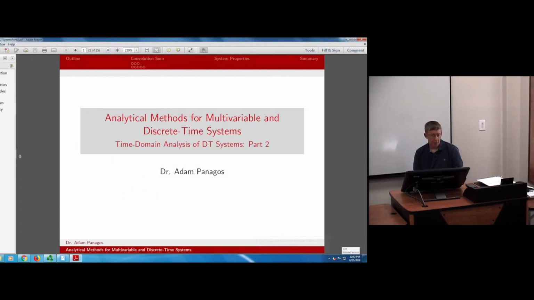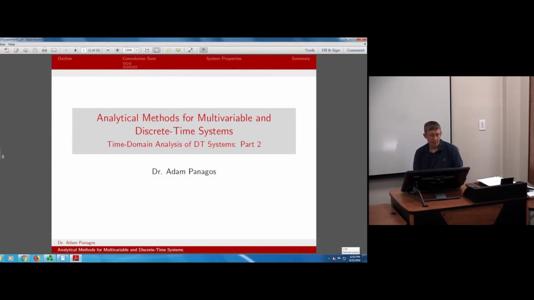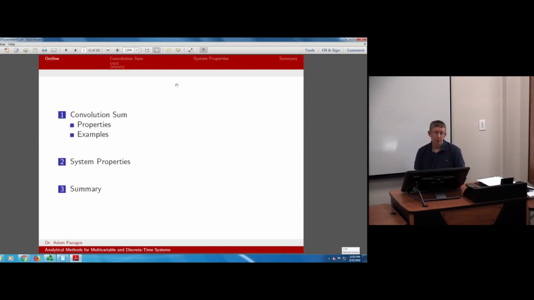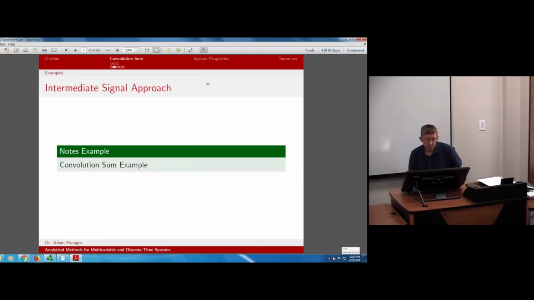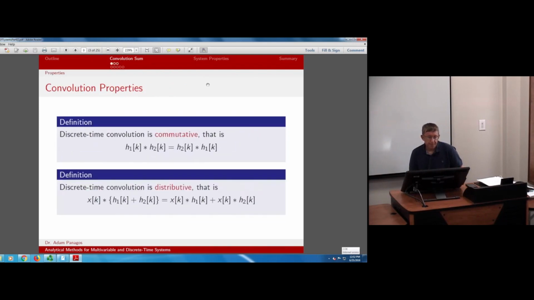All right, so here are the charts we'll be working through today. We'll work on convolution, and we'll do a whole bunch on convolution, and we'll talk about system properties to wrap things up. All right, so first, a few properties that might come up as we work through these examples.